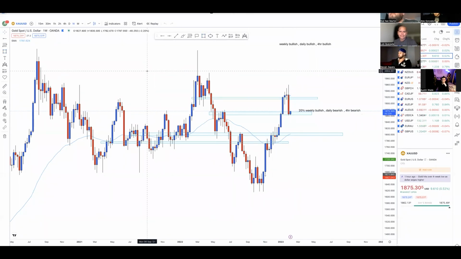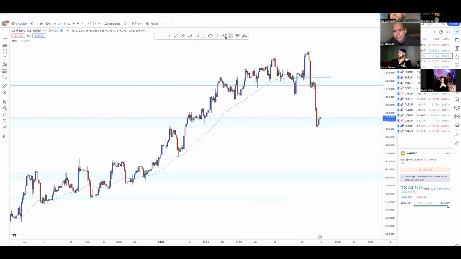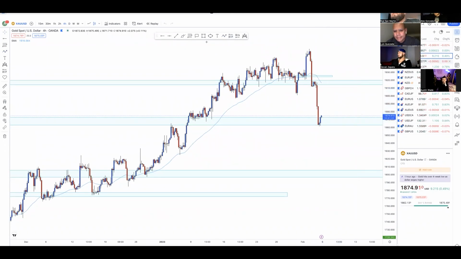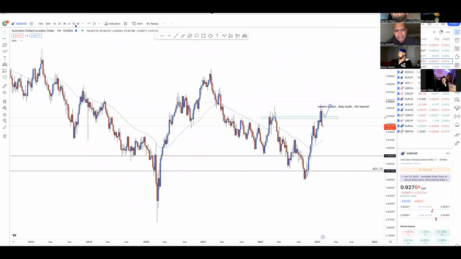We literally never know what the market's going to do. But for now, all I would be waiting for is just a retracement to this level to then have this sell to the downside. So I'm just going to keep it there. Probably won't trade it, but I like how it looks. AUD CAD on the weekly.